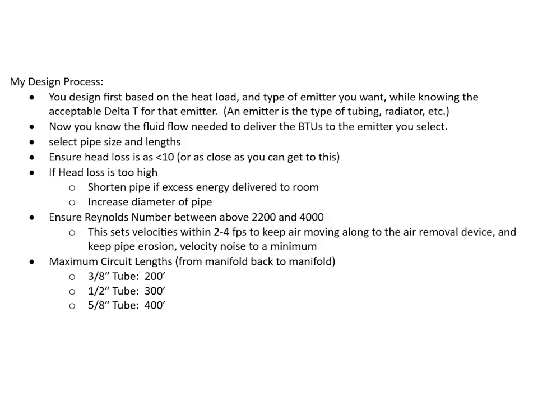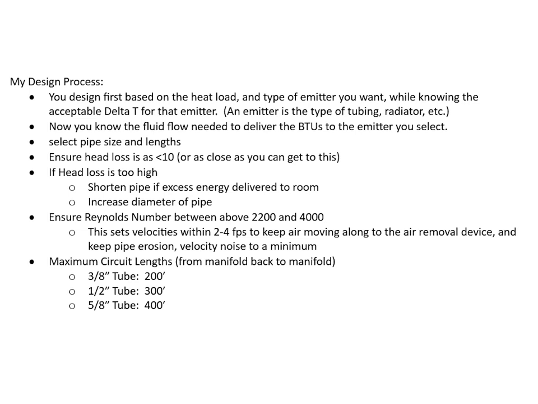My design process. You design first based on the heat load and type of emitter you want, while knowing the acceptable delta T for that emitter. An emitter is the type of tubing, radiator, etc. Now you know the fluid flow needed to deliver the BTUs to the emitter you select. Select pipe size and lengths. Ensure head loss is less than 10 or as close as you can get to this.